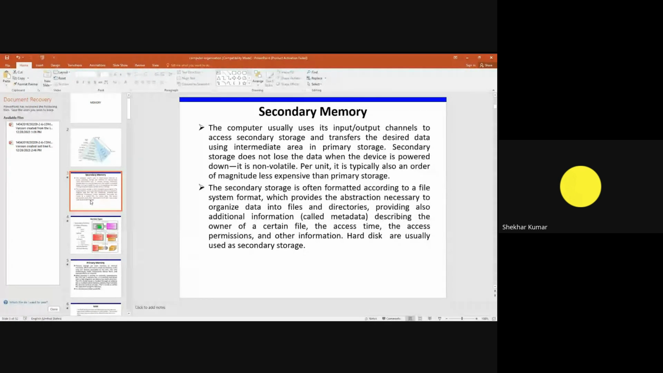These are non-volatile in nature, such as your hard disk and solid-state drives, SSDs. These are non-volatile in nature. They have larger storage capacity.